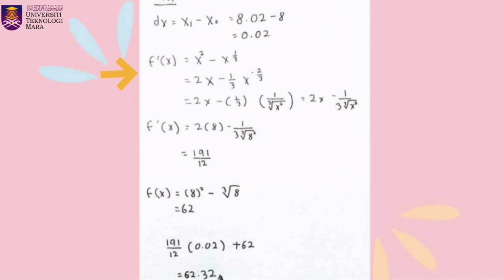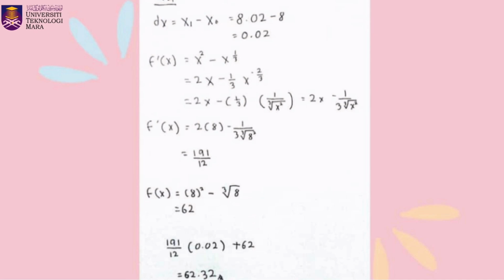After that, you need to determine f′(x) = 2x − (1/3)x^(−2/3). It becomes 2x − (1/3) multiplied by 1/∛(x²), and then it becomes 2x − 1/(3∛(x²)). After that, replace x with 8. So it becomes 2 multiplied by 8 minus 1/(3∛(8²)), which equals 191/12.